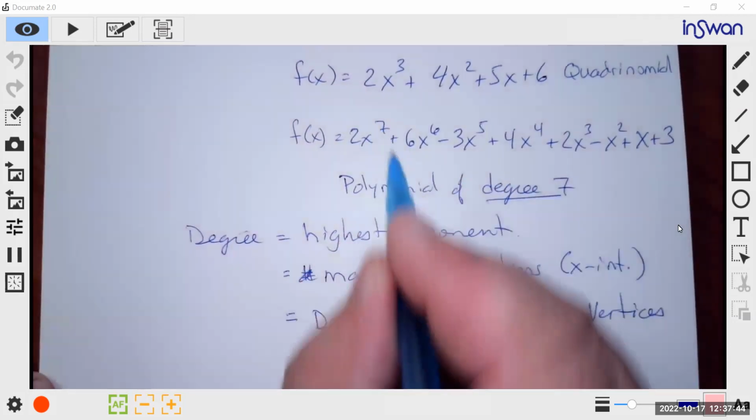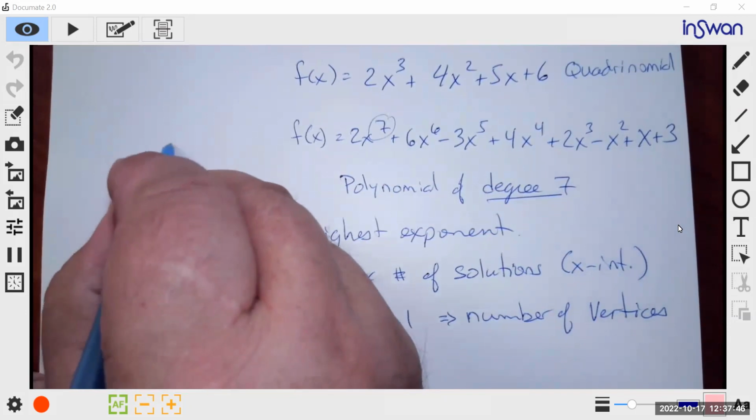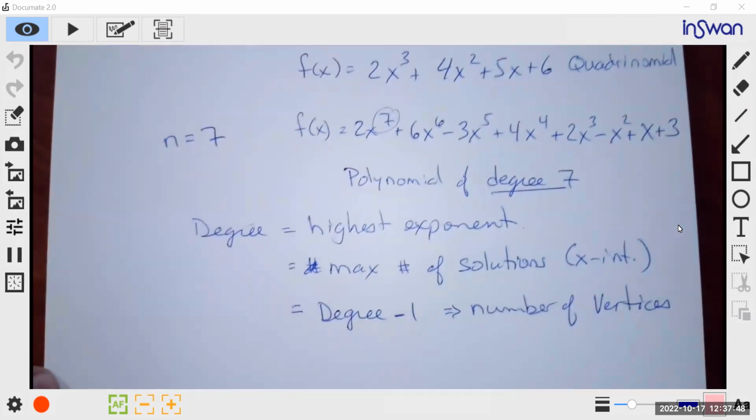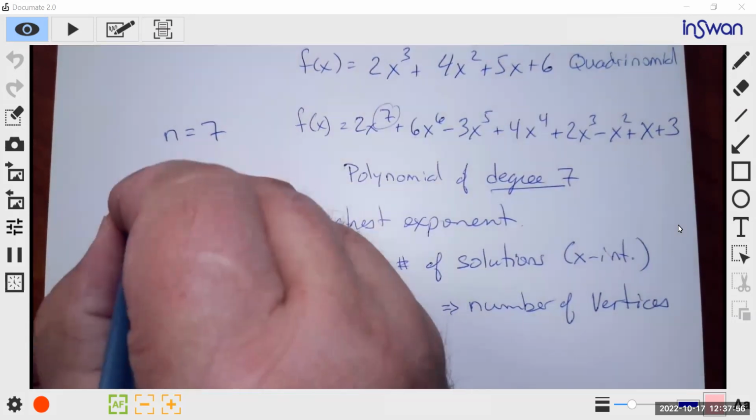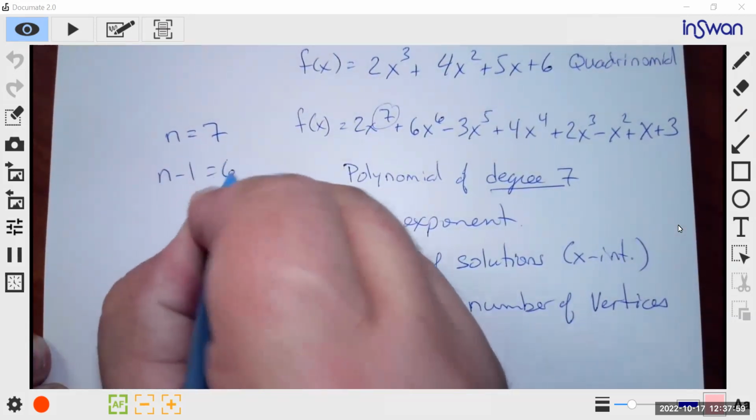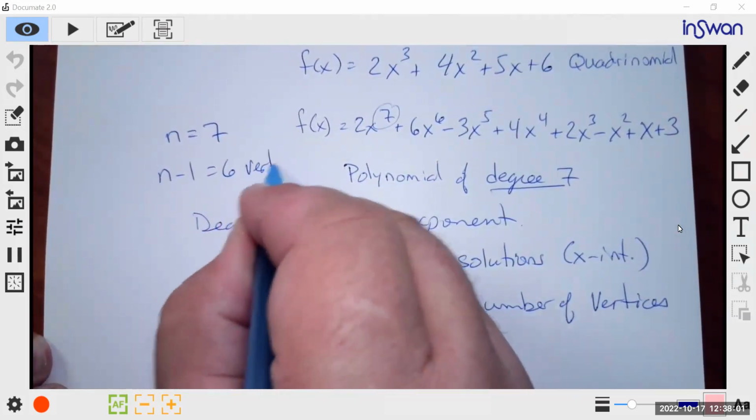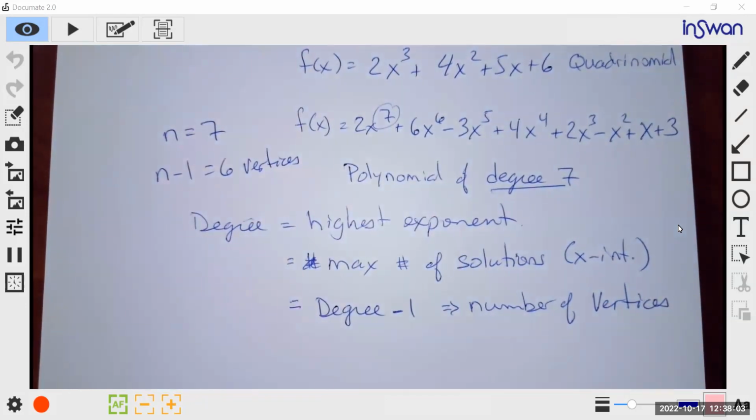So when we talk about this one here, the degree is 7, we say n is 7. Whenever we see that in the polynomial, it tells us we'll have at most 7 solutions, and n minus 1 equals 6. We'll have n minus 1 vertices. So the degree is represented by n.